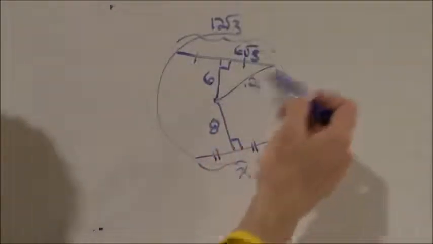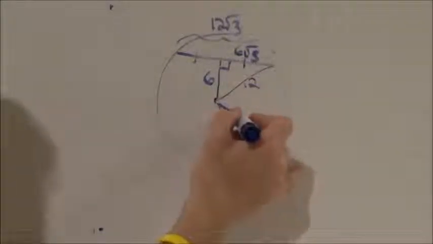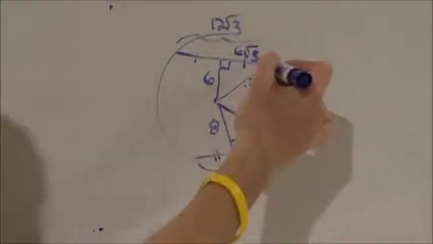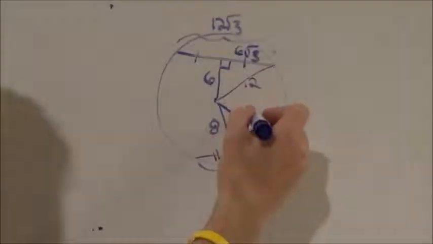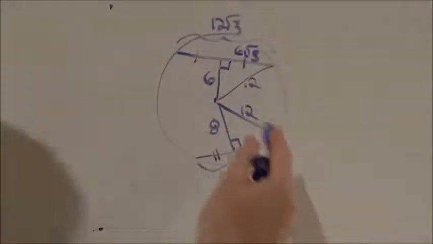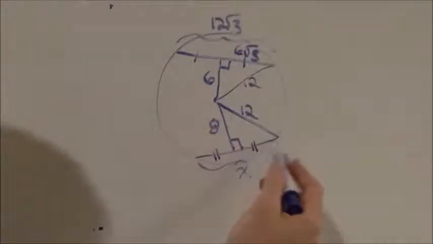What kind of segment is that in the triangle? It's a radius. So I'm going to draw in another radius down here. So if the radius is 12, any other radius I draw in the circle is going to be 12 units long. Now I've got a right triangle down here. That's 12. This is 8. I need to find the third side.